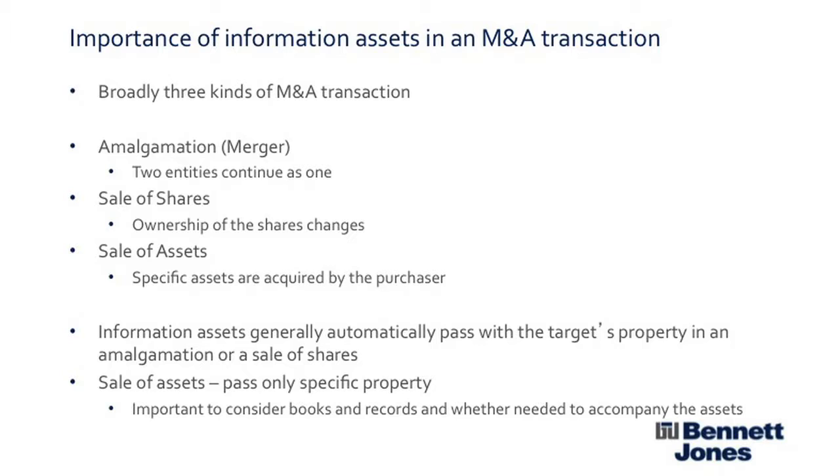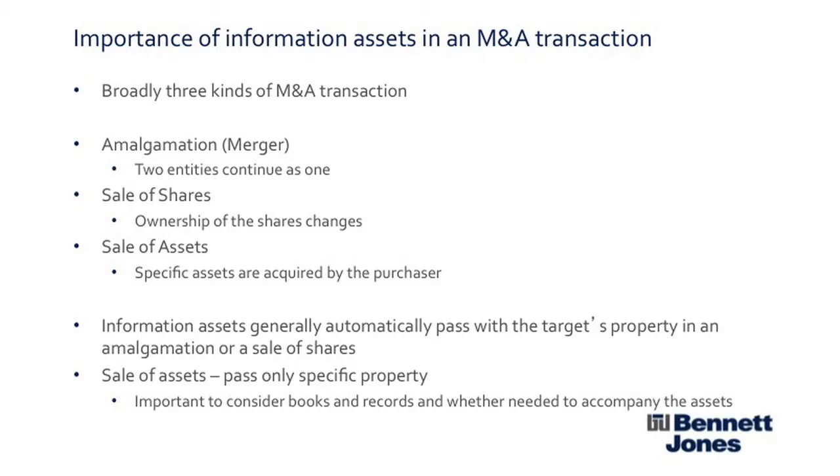The second type of transaction is a sale of shares, so that the ownership of the entity itself is acquired by the buyer. So the buyer gets everything that the entity owns. Again, that has different implications from a due diligence perspective. A third type of transaction is a sale and purchase of the assets. In this case, it's very important to focus on the individual assets that are being conveyed, being sold. And so that type of agreement typically has very detailed schedules on the assets that are being acquired.